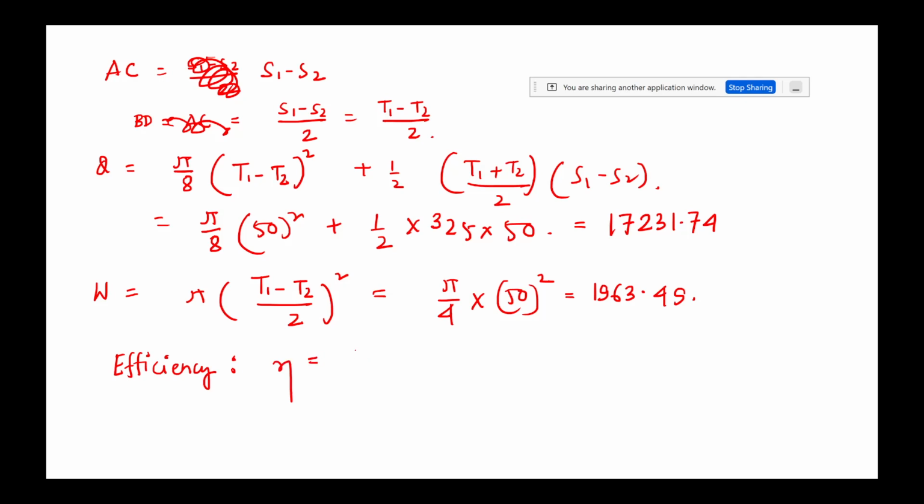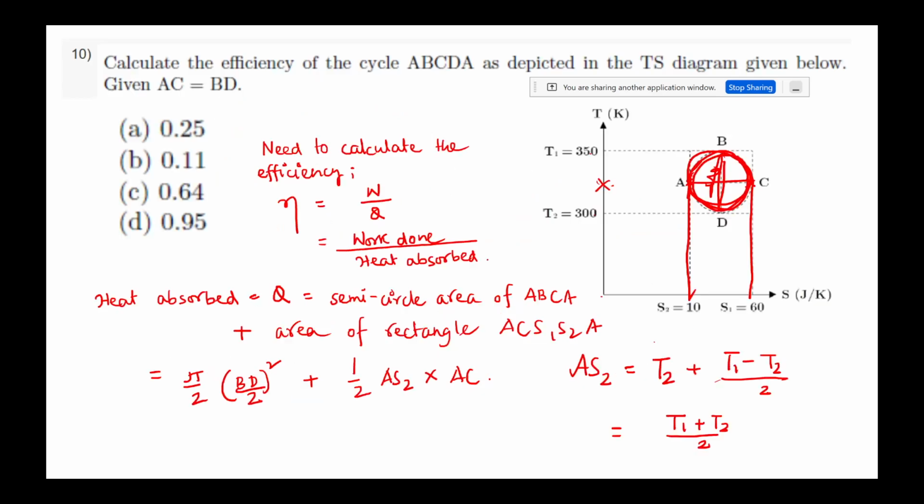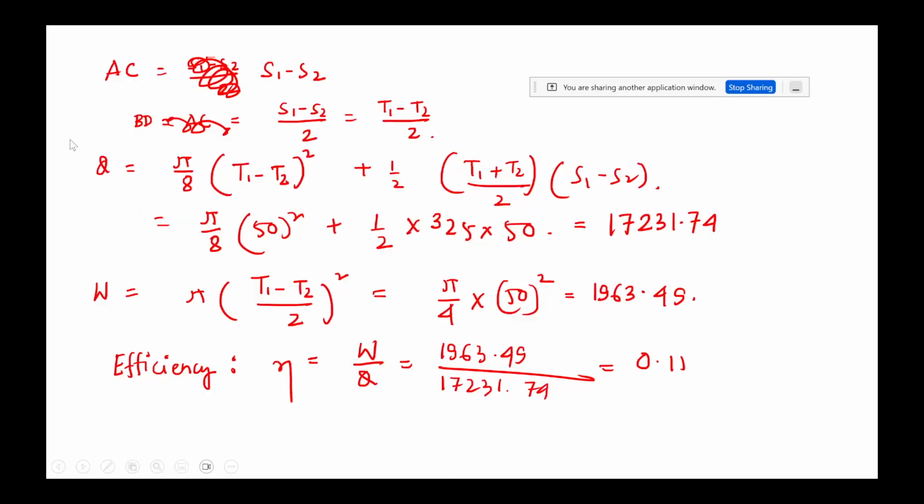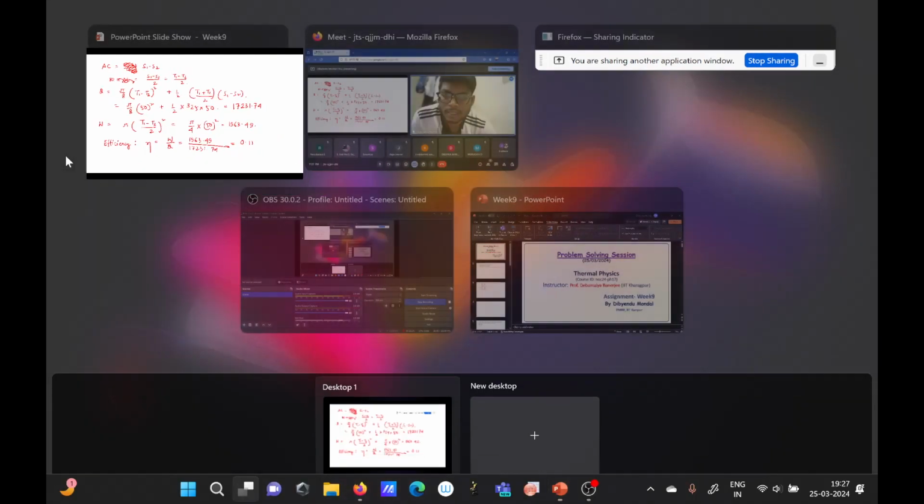So efficiency eta will be W by Q, 1963.49 divided by 17,231.74, which comes out to be 0.11. So this is the correct option. Okay, so that's the end. We'll recap some of the concepts.